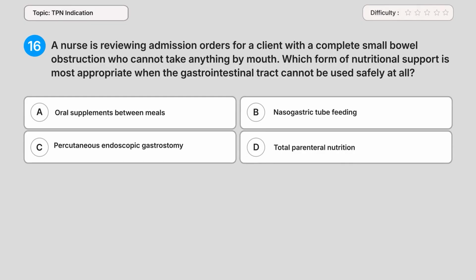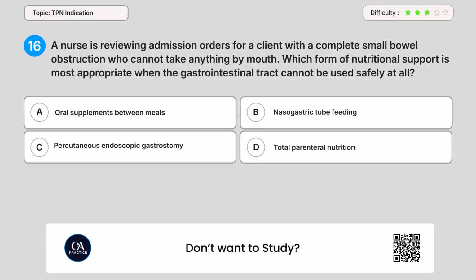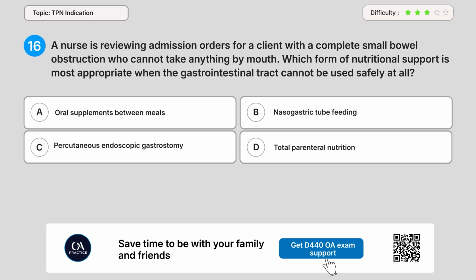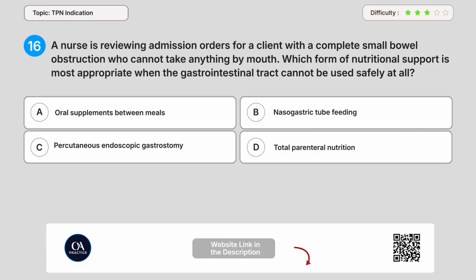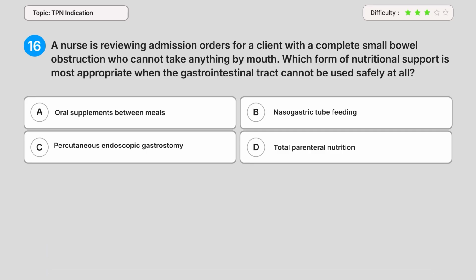16. A nurse is reviewing admission orders for a client with a complete small bowel obstruction who cannot take anything by mouth. Which form of nutritional support is most appropriate when the gastrointestinal tract cannot be used safely at all?